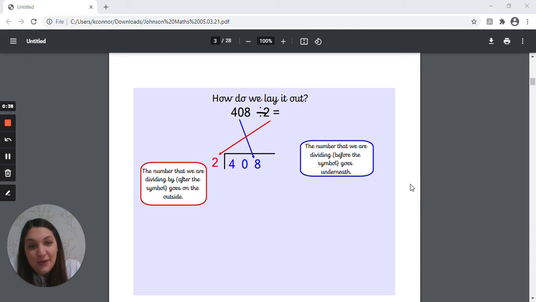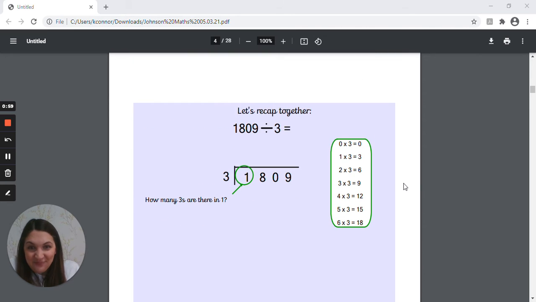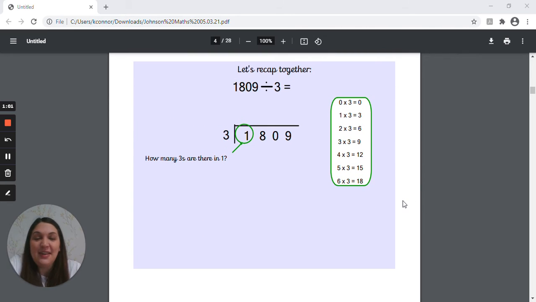So we're going to lay it out in the bus stop method, which looks like this. So the number that we're dividing by goes on the outside. So you can see we're dividing by 2, so 2 goes on the outside. And the number that we are dividing goes underneath. So you can see there the 408 goes underneath that bus stop symbol.